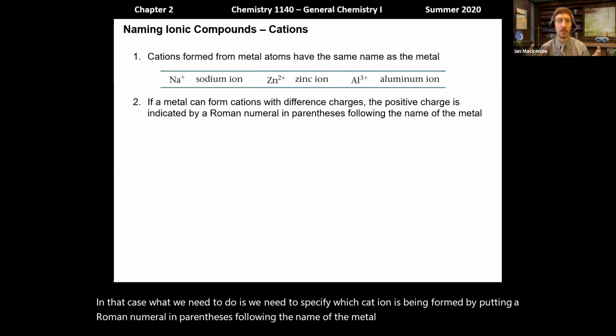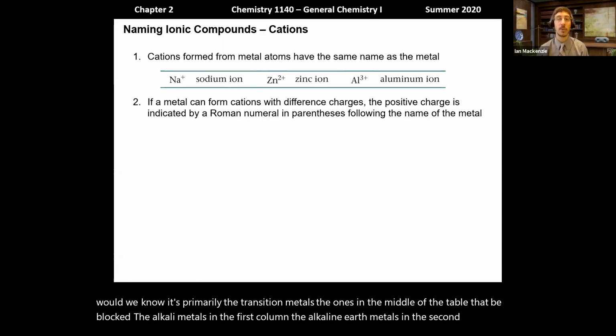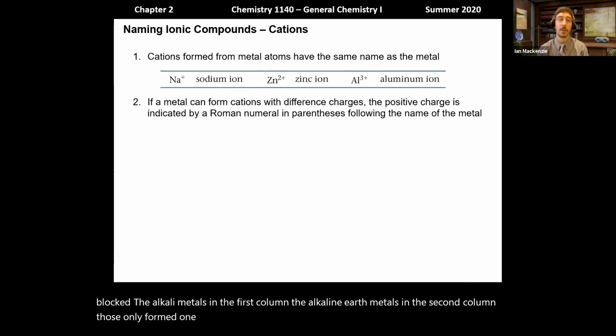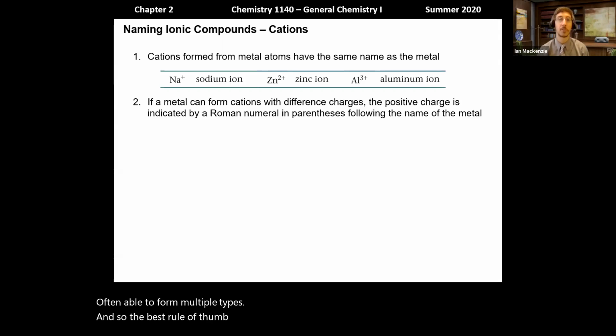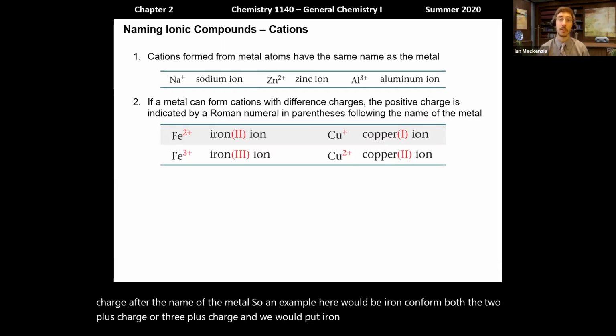Now, what metals do this? How would we know? It's primarily the transition metals, the ones in the middle of the table, that B block. The alkali metals in the first column, the alkaline earth metals in the second column, those only form one type of ion. But the transition metals are often able to form multiple types. And so the best rule of thumb is anytime you have a transition metal to automatically place the charge after the name of the metal. So an example here would be iron can form both a 2+ charge or a 3+ charge, and we would put iron(II) ion or iron(III) ion.